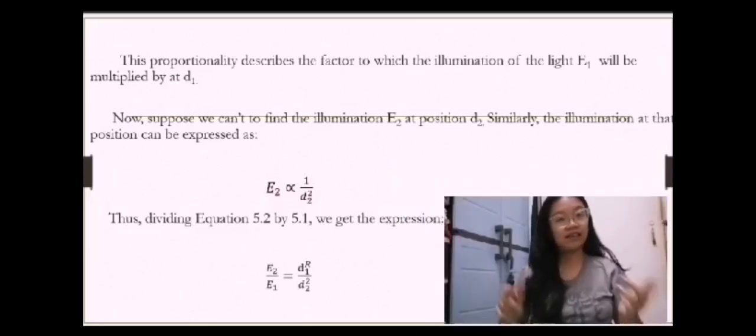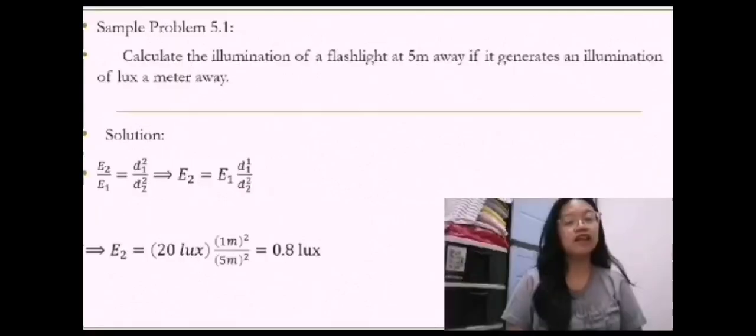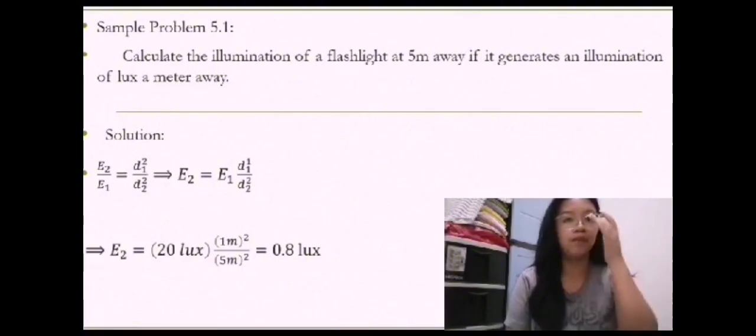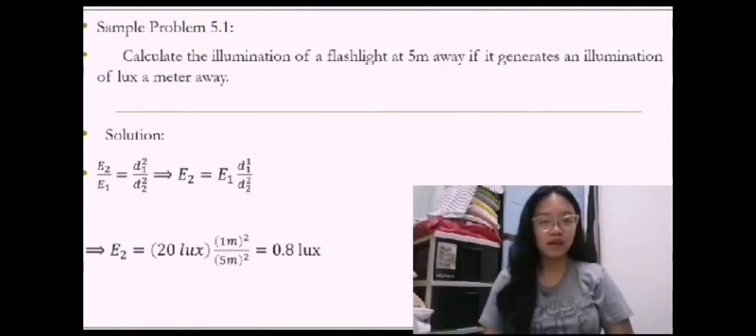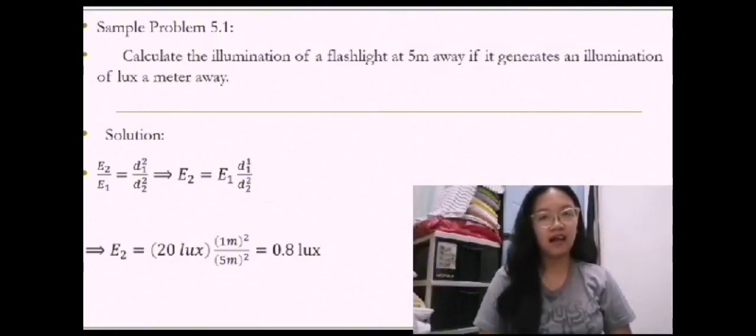Its equation can be seen below. Let us proceed to its sample problem. The sample problem states: calculate the illumination of a flashlight at 5 meters away if it generates an illumination of lux a meter away. Using the equation, we can say that its illumination is 0.8 lux.